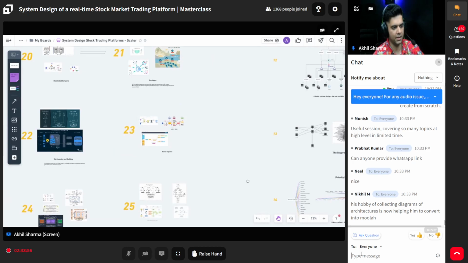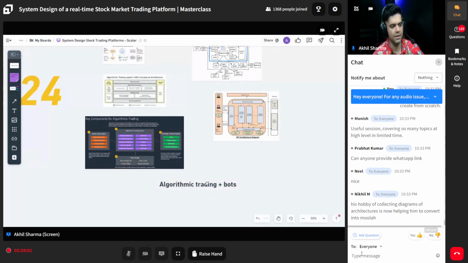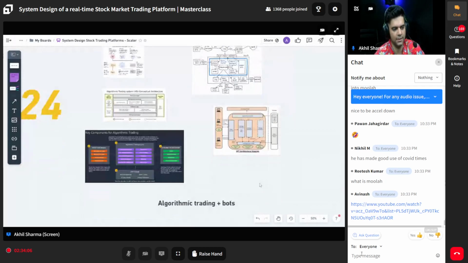Then you have algorithmic trading and bots. Many third-party bots are integrated with our systems, and they do a lot of bot-like trading.